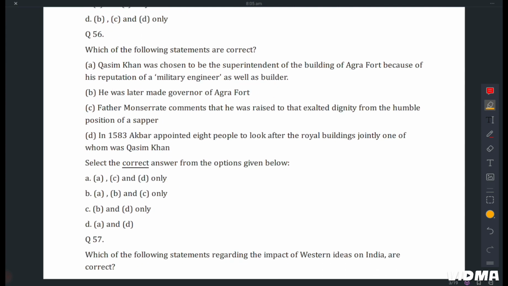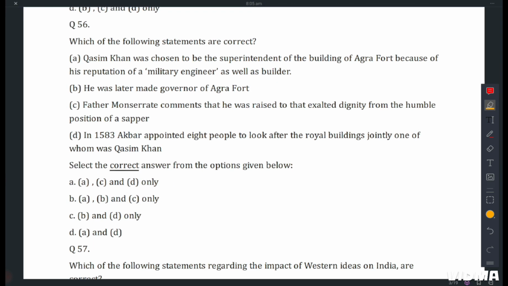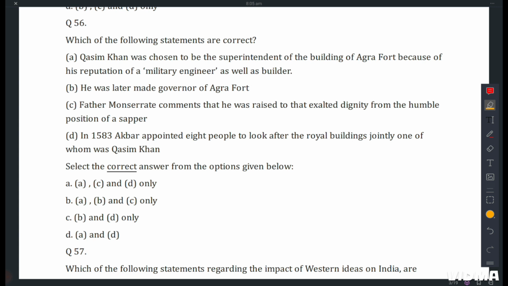Question number 56. Which of the following statements are correct? Qasim Khan was chosen to be superintendent of building of Agra fort because of his reputation as a military engineer as well as builder. He was later made governor of Agra fort. Father Monserrate comments that he was raised to that exalted dignity from the humble position of a sapper. In 1583, Akbar appointed 8 people to look after the royal building jointly, one of whom was Qasim Khan. Option B or C is the correct one.